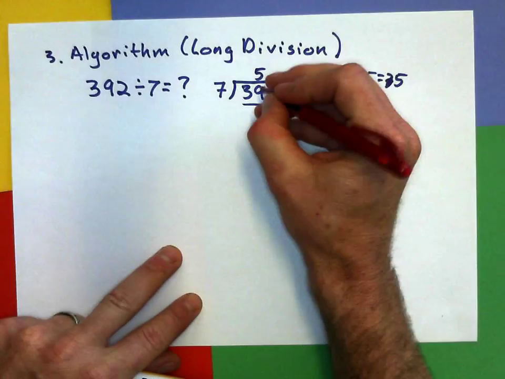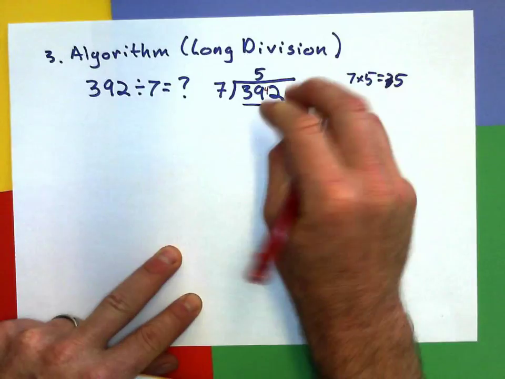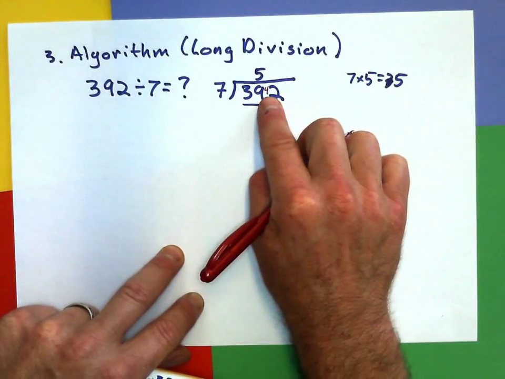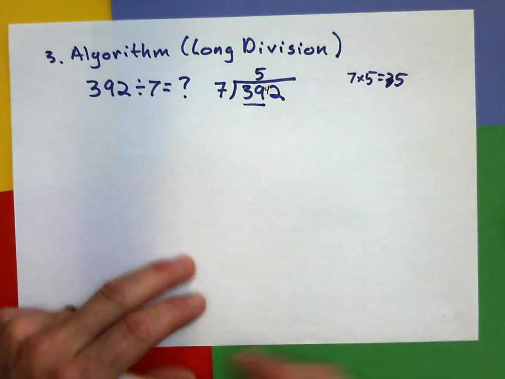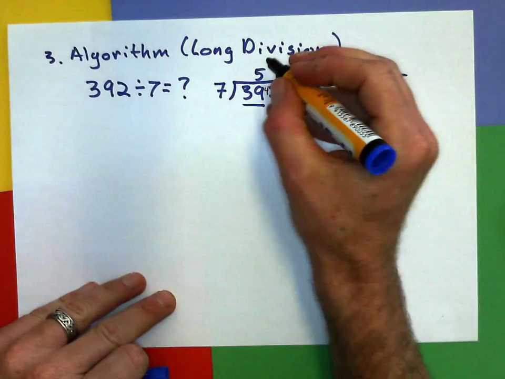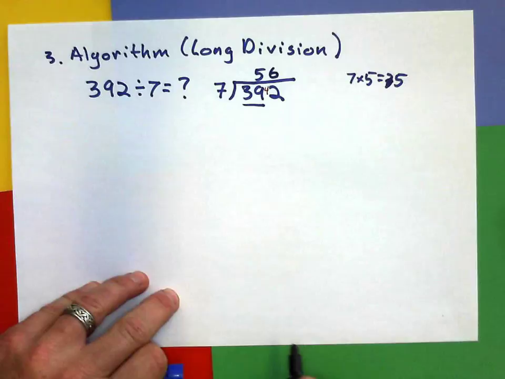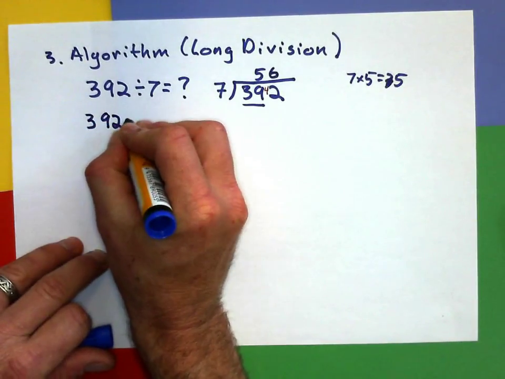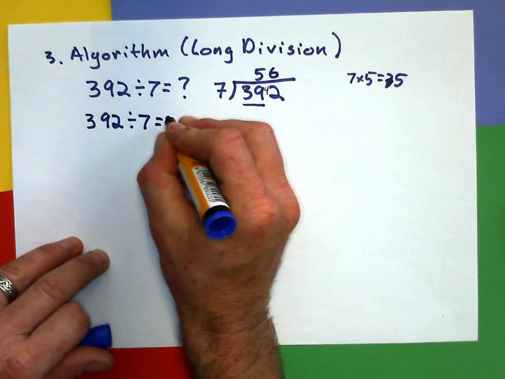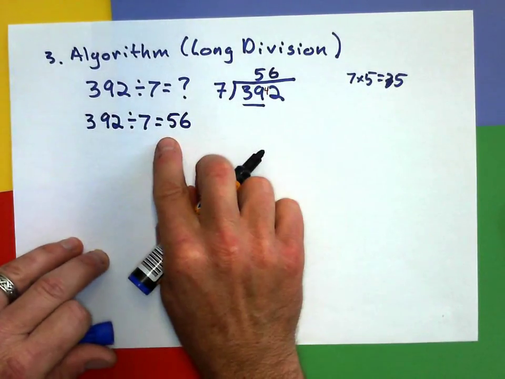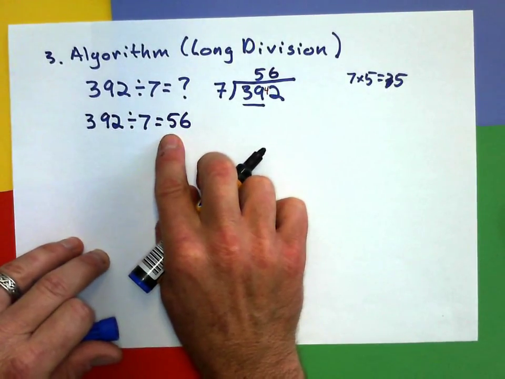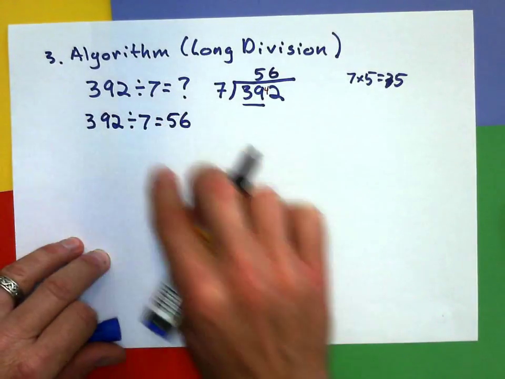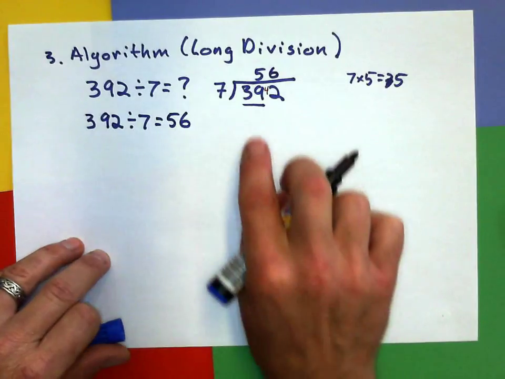And I put that 4 right here, right in front of that 2. And now I go, 7 goes into 42 how many times? Just like we did in my previous problem. 7 goes into 42 6 times. So what that means is 392 divided by 7 equals 56. Now I wouldn't do that the subtraction way because it would take me 56 times to get to 0. And of course 56 times 7 equals 392.